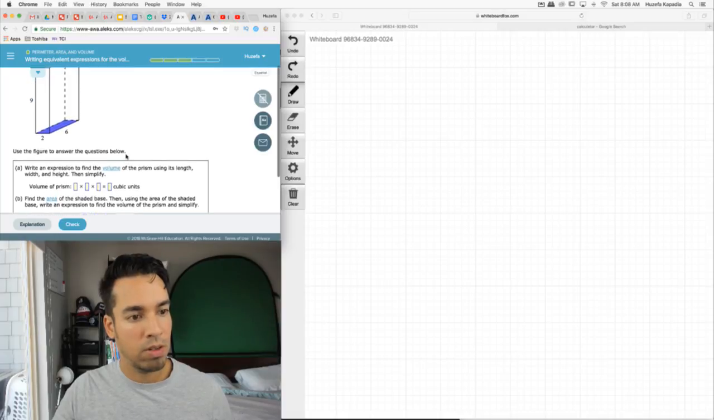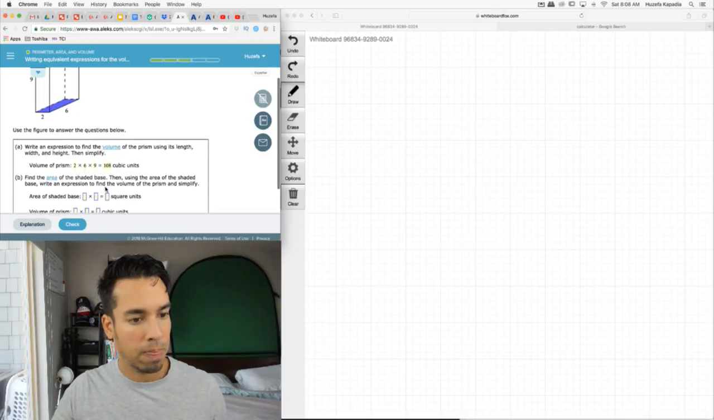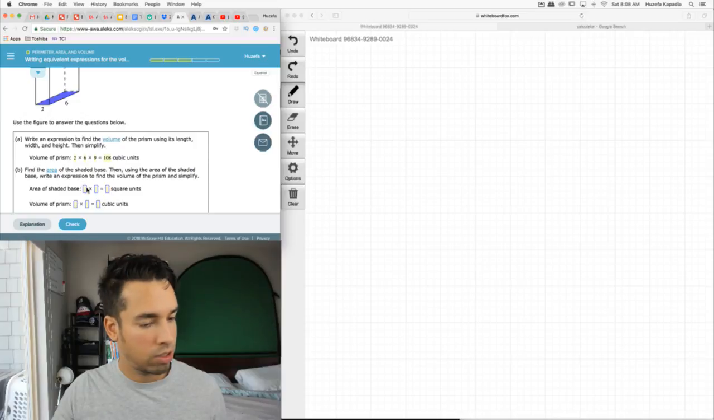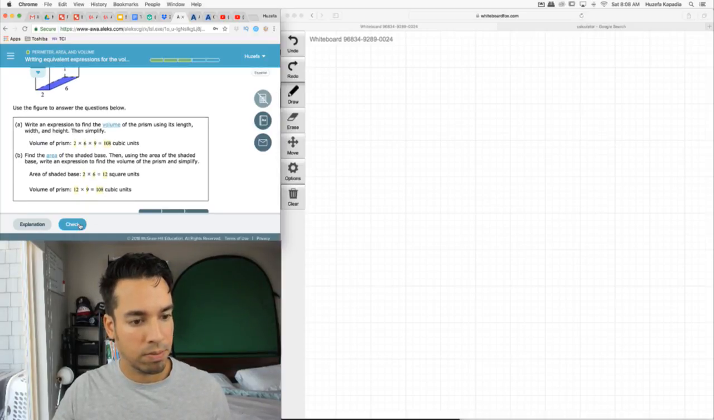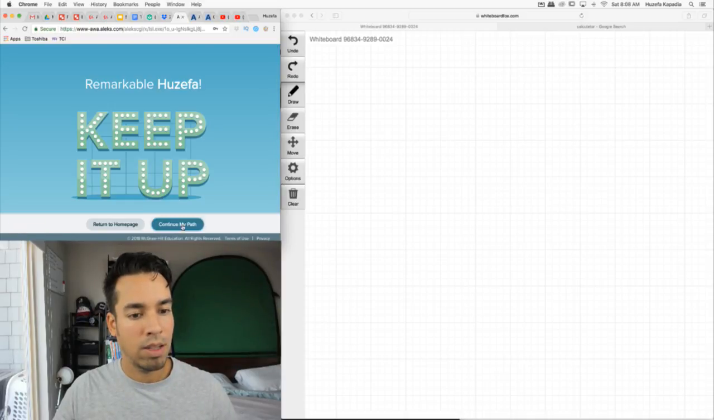Last one. Same deal. The volume of the whole thing is 2 times 6 times 9 equals 108. Area of the shaded base is 2 times 6, which is 12. And then we, of course, know 12 times 9 is 108. All right, let's keep going.